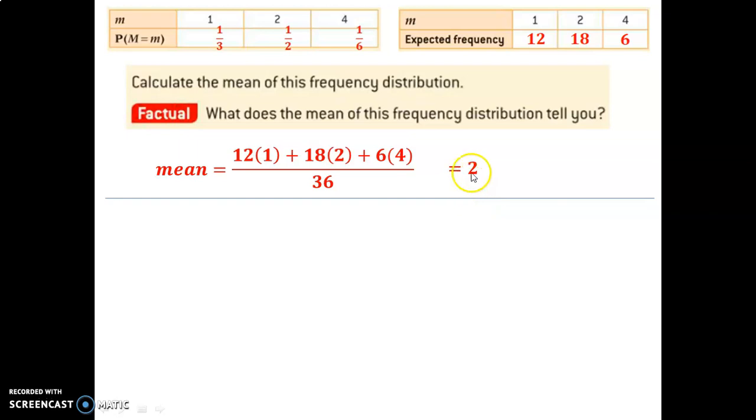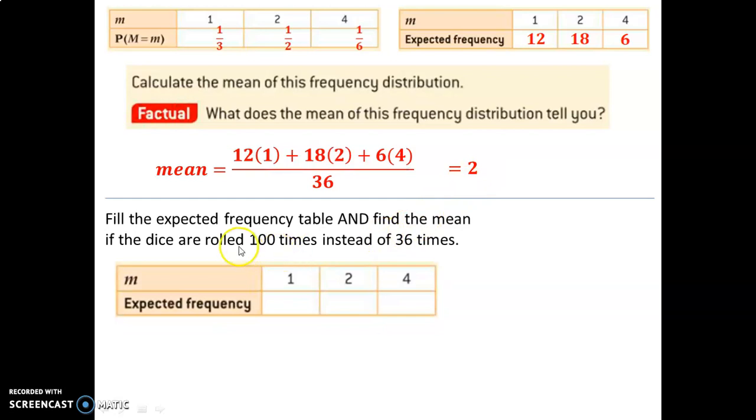Okay, so we just found out the mean is 2. So the mean of these values is 2. What does that mean? All right, what that mean tells us is what your average movement will be. So sometimes you'll move 4 spaces, sometimes you'll move 1, a bunch of times you'll move 2, but on average, you'll be moving 2 every time. That's what that tells you.